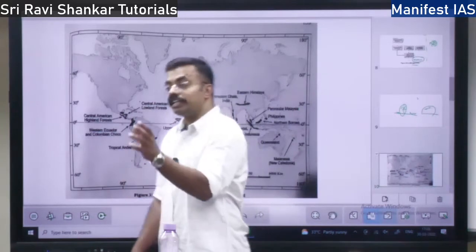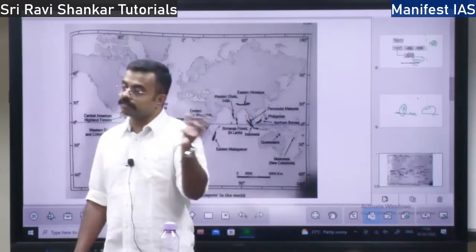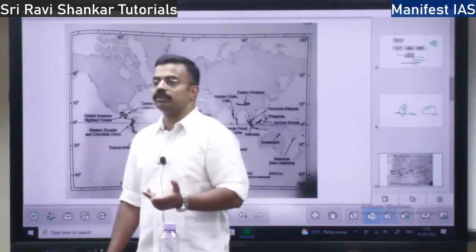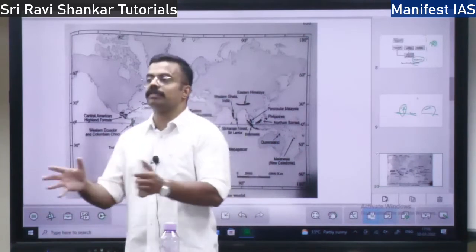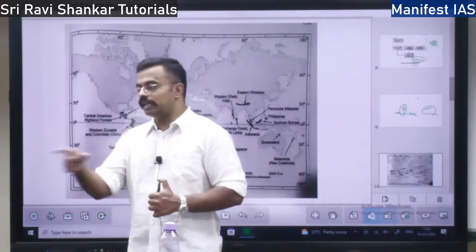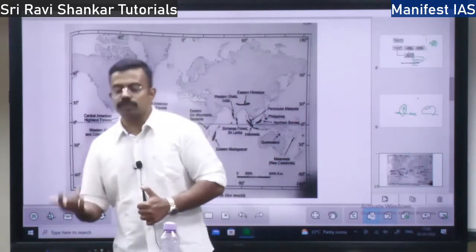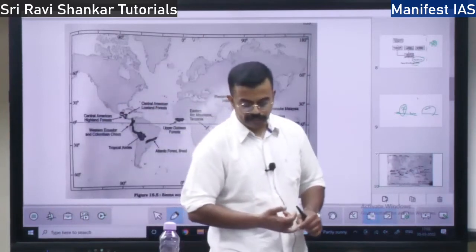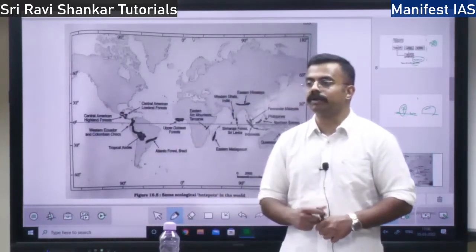Exotic species means it does not belong to India. It has come from somewhere else. So what does it do? It will consume the energy from our surrounding plants, so the surrounding plants will die. So exotic species also reduce the biodiversity. Hunting will also reduce the biodiversity.